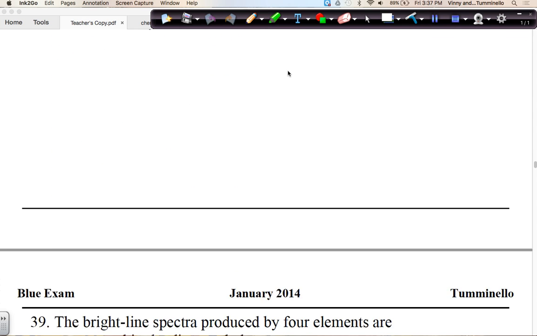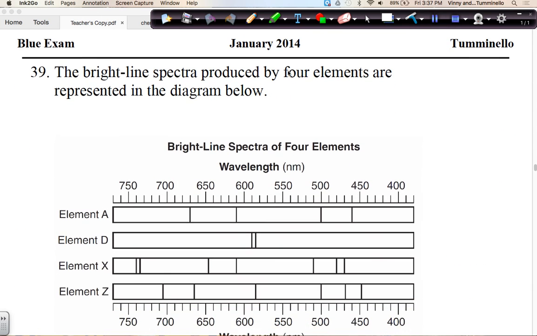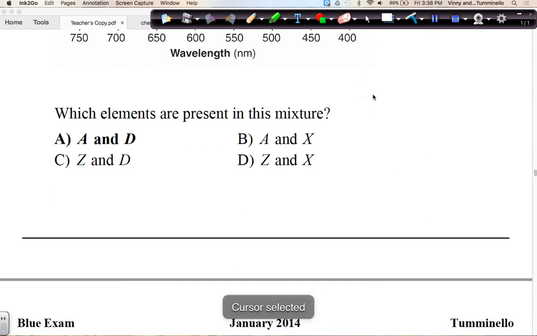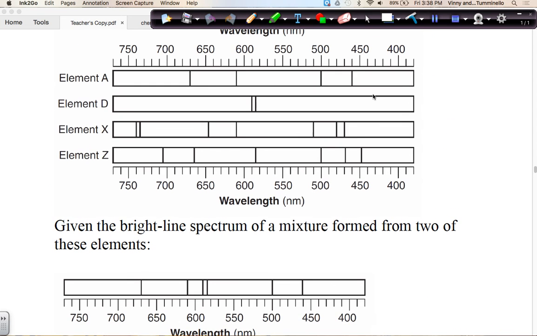For number 39, it's a bright line spectrum question, and they give us these bright line spectra for different elements, and the question asks about these two elements. The question is asking which elements are present in the mixture. So now we have this whole list here of different elements. We have element A, we have element D, we have element X, and we have element Z.